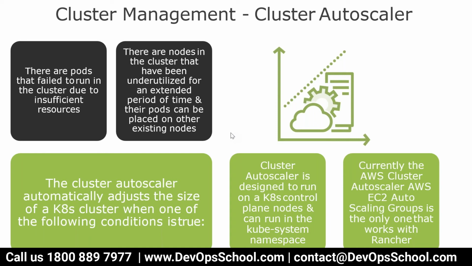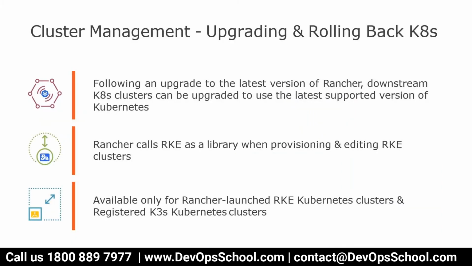So that you can do that. The cluster autoscaler automatically adjusts the size of the Kubernetes cluster when certain conditions are met. Cluster autoscaler is designed to run on Kubernetes control plane nodes and can run in the kube-system namespace. Now, currently, the AWS EC2 Auto Scaling Group is the only cluster autoscaler that works with Rancher. So, yes, this is the auto scaling group which you can use.